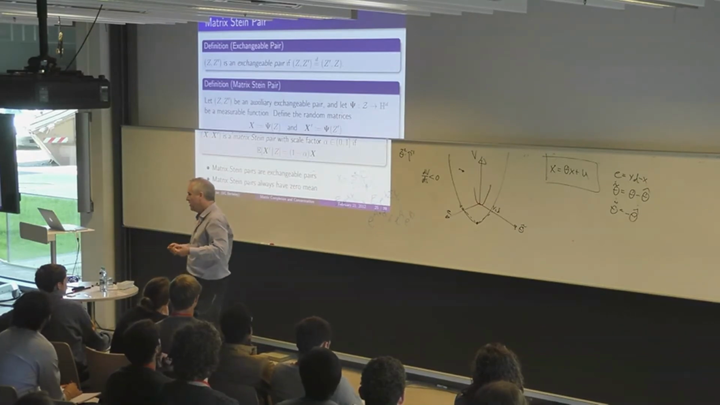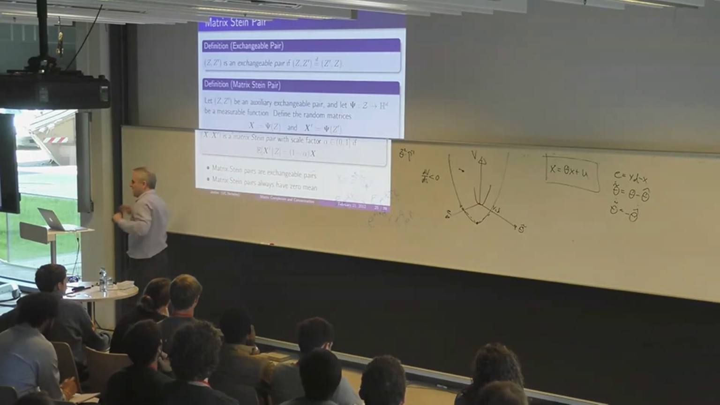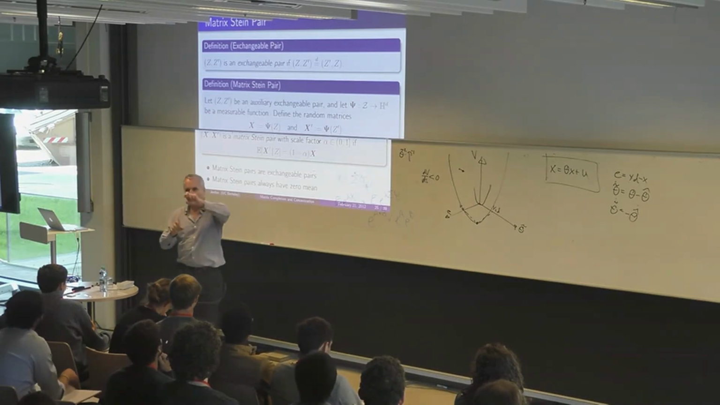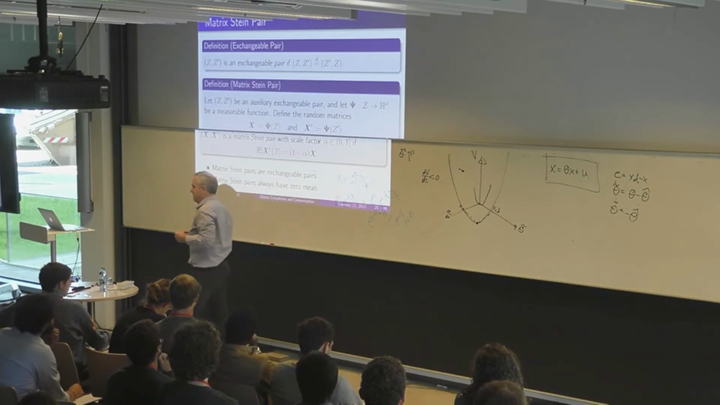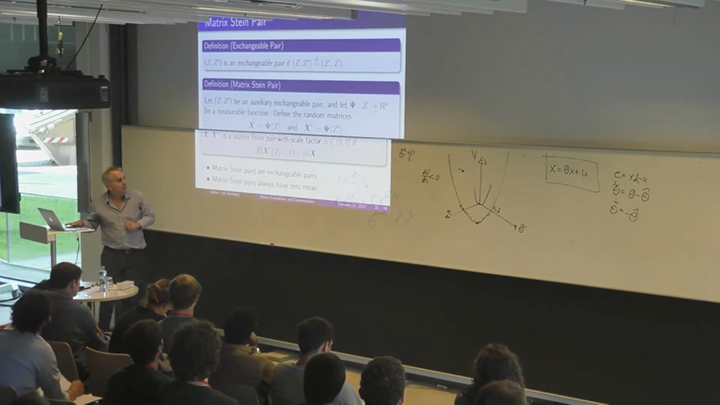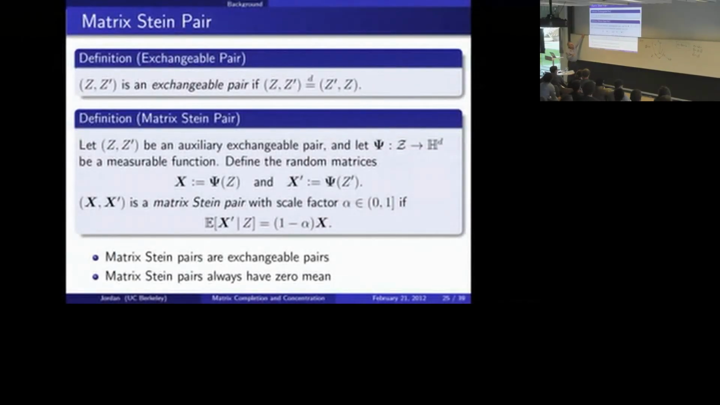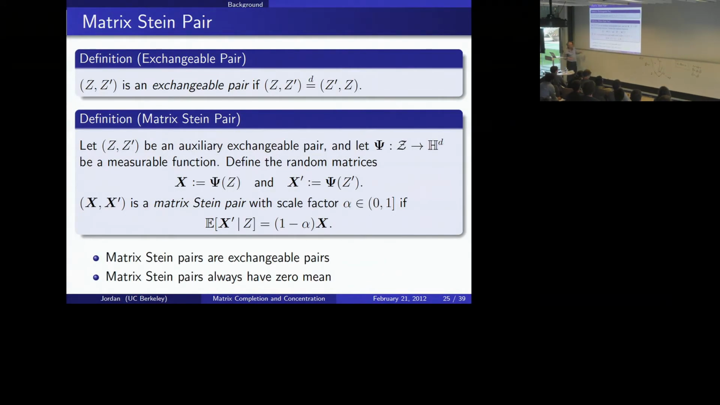So I have to have a little art there. And in the IID sums case, it's easy. If it was a graph case, I might take the same graph, throw away one edge, and plop in a new edge. Things like that, little surgeries. All right, so that's the definition now of a matrix Stein pair.